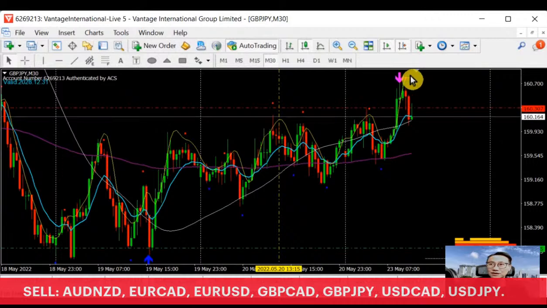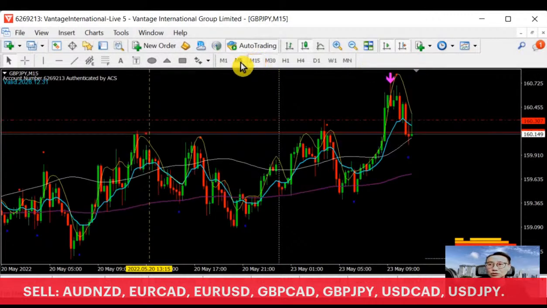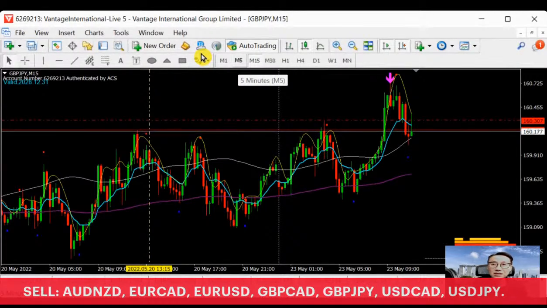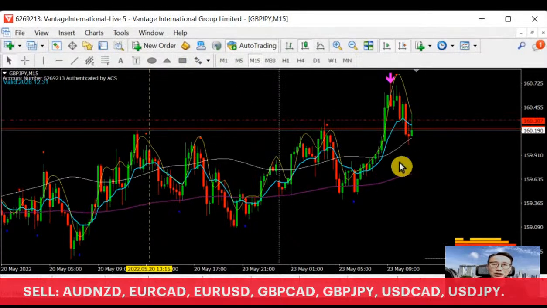In the last 1 hour, I missed one trigger point to enter. So I also want to look out for 15 minutes, to see where I'm going to start selling. Is this 15 minutes time frame, for the past 15 minutes, good for me to sell?